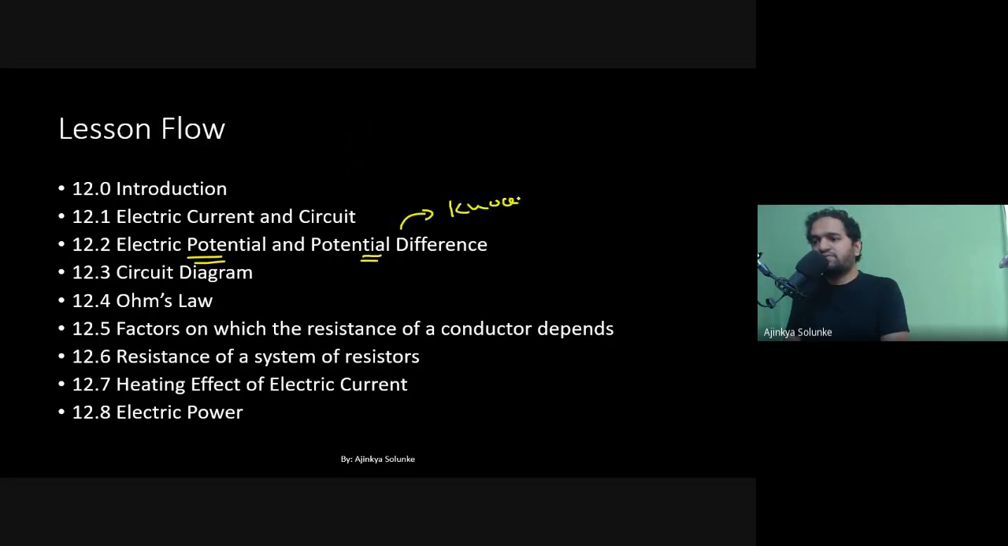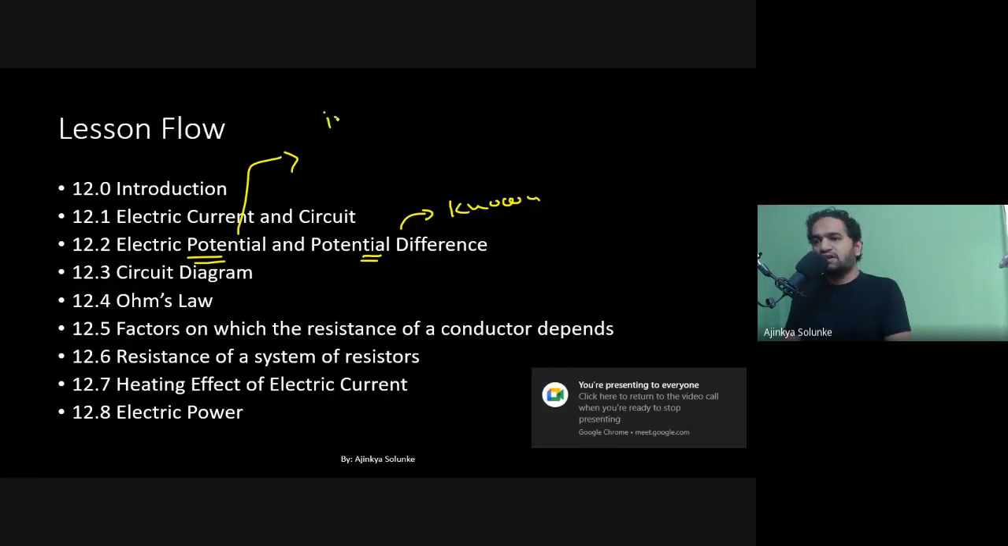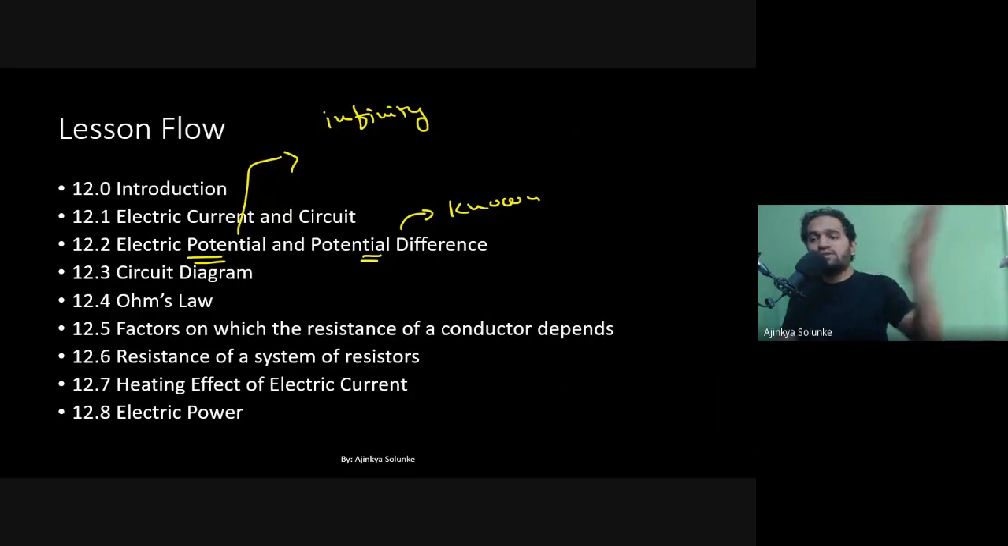But the problem with electric potential is that you do not have the idea of one point. One point is known, another point is infinity. So electric potential is, you take a charge from infinity to a given point, like from a very long distance, you are bringing a charge, then that is called electric potential.